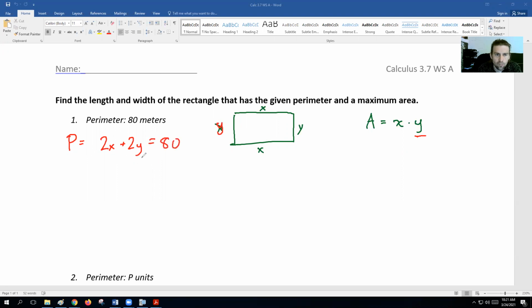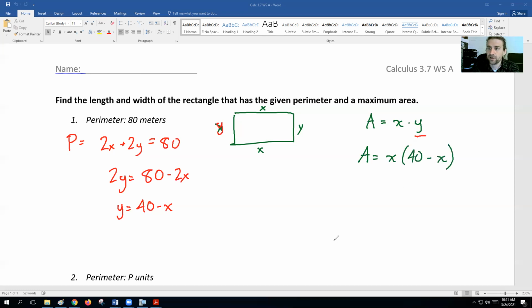We can get the y by itself and substitute it in there. So let's see, 2y would equal 80 minus 2x. And then if we divide by 2, we'd get y equals 40 minus x, because we can divide both of those by 2. So let's replace that back into our area problem here. And so what you're going to do is get the area equals x times 40 minus x.